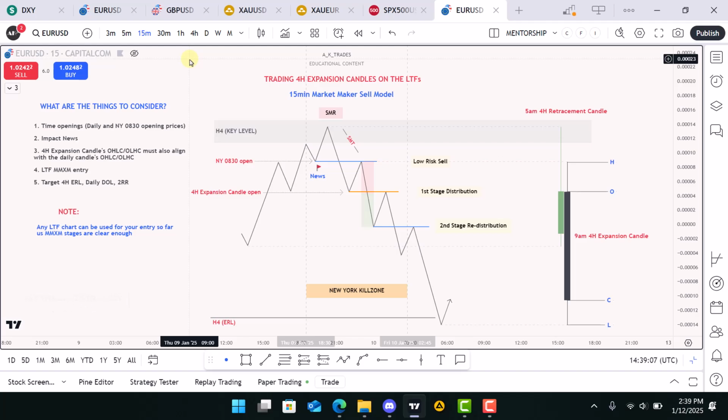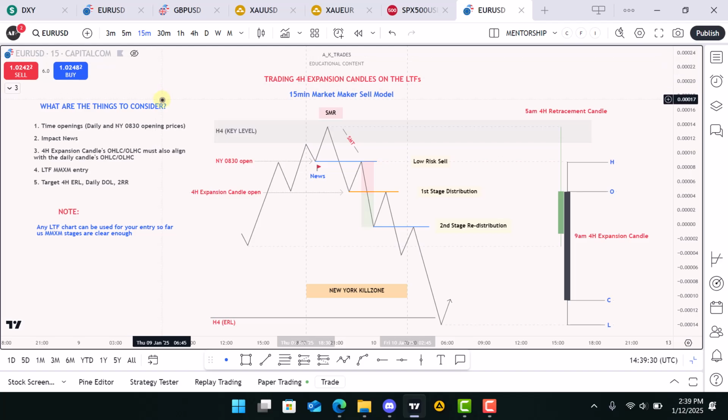Now, in my previous lesson, I covered the AMD cycle and how to use the candle range theory to anticipate reversals of PDRs. In order to trade these reversals on the aligning lower time frame charts, there are certain things to consider, and these are, one, the time openings. When I talk of the time openings, I'm referring to the daily and the New York 8:30 opening prices. We must also consider whether there will be high impact news on that particular day or not.